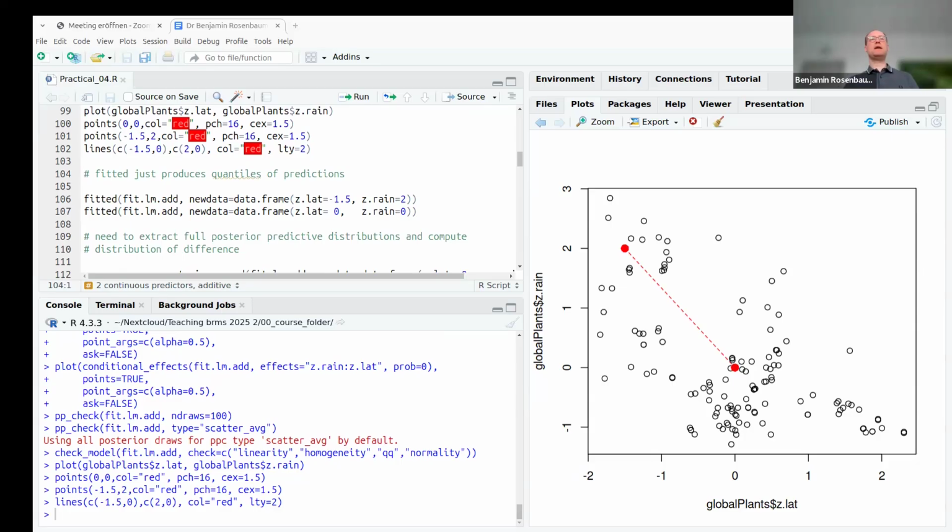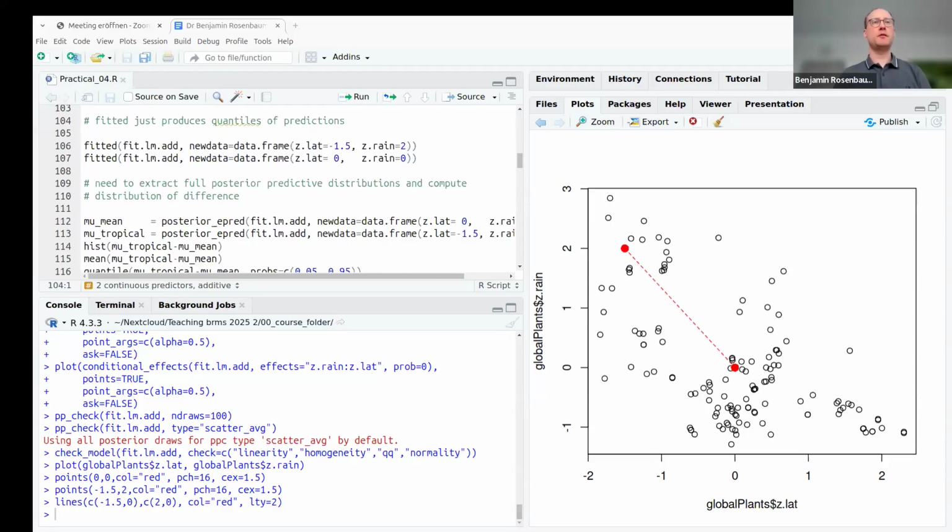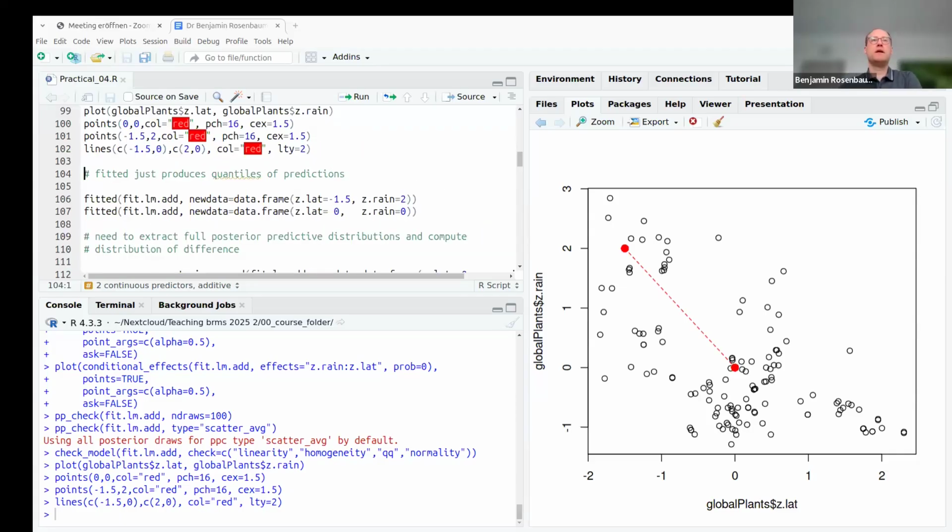We can easily do that by using the fitted command, or by this other command, which is called posterior_epred. In both cases, we have to say, okay, newdata is a data frame where I specify both of the predictor values. The first one is a tropical scenario where latitude is at -1.5. So this is close to the equator with a typically high rainfall. And the other one is just the mean. In this case, this would be 0 for both of them.